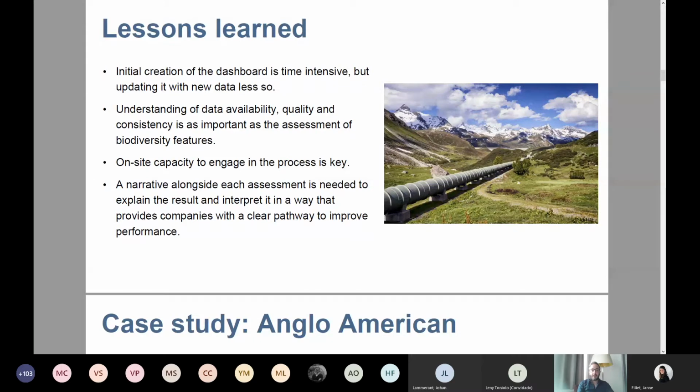And finally, a narrative alongside each assessment is needed in order to explain the results and interpret them in a way that companies are able to see a clear pathway of how they can improve their performance. So not only telling them where they're performing badly, but actually what key steps they could take to help improve that as they go forward. Next slide, please.